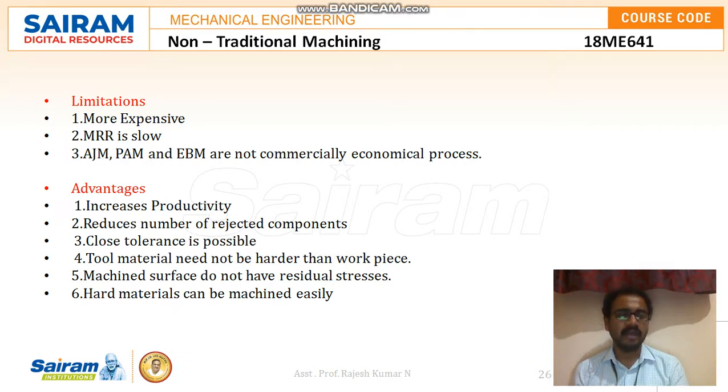So the metal removal rate will usually be slow. But if you go with many units of the machines, it is possible. Of course, the point to be noted here is that the investments we make for non-traditional machining processes should be more. Usually the metal removal rate is slow, and there are three machining processes, abrasive jet machining, plasma arc machining, and electron beam machining, that are not commercially economical processes. It means we cannot gain any profit, in the sense that the investment would be more, and even with the type of product we are making from different materials, we cannot get more profits.